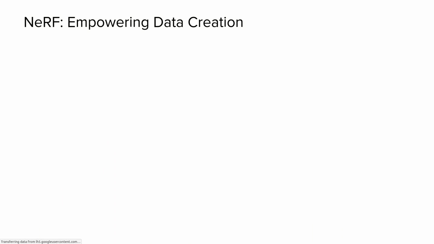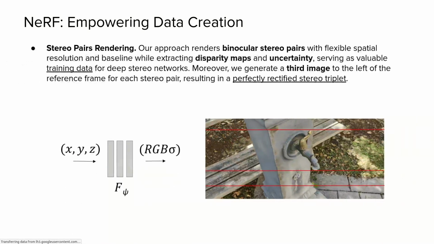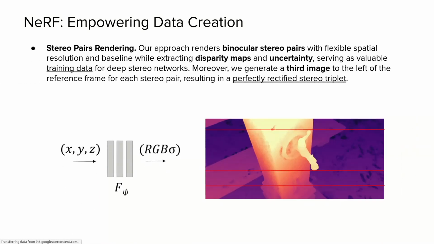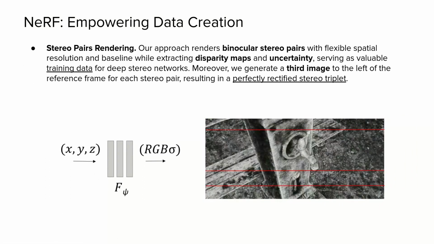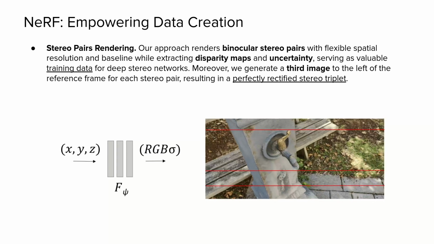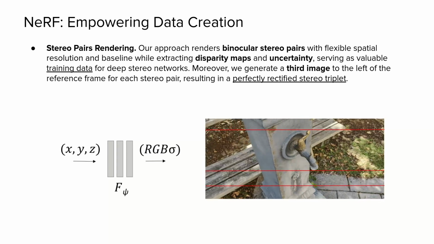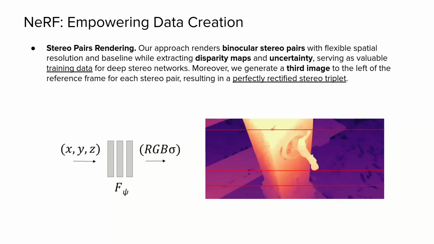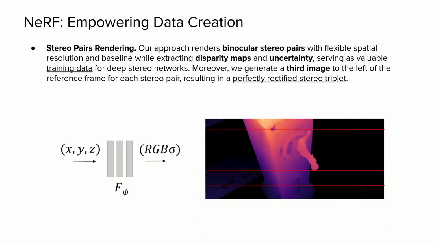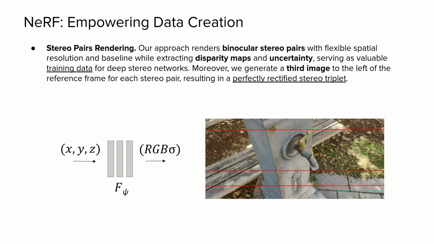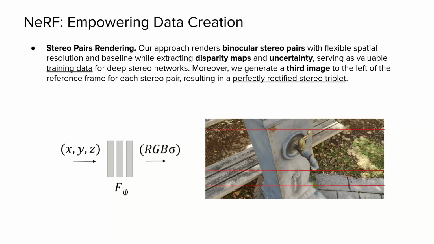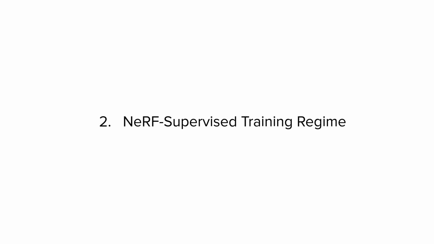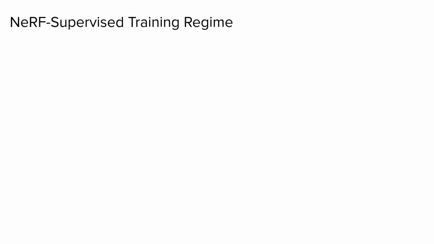After training a NeRF model for each scene, we generated thousands of binocular stereo pairs with variable spatial resolution and baseline. This process also involves extracting disparity maps and uncertainty, which serve as valuable training data for deep stereo networks. Additionally, we create a third image to the left of the reference frame for each stereo pair, resulting in a perfectly rectified stereo triplet. Data generated so far is then used to train stereo models through our NeRF-supervised training regime.